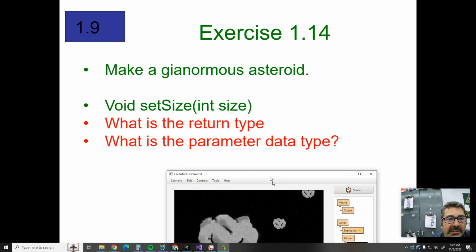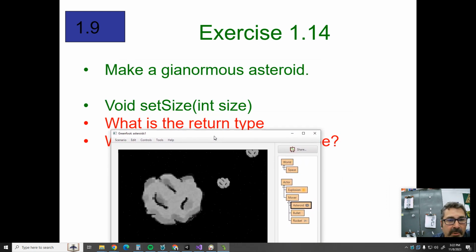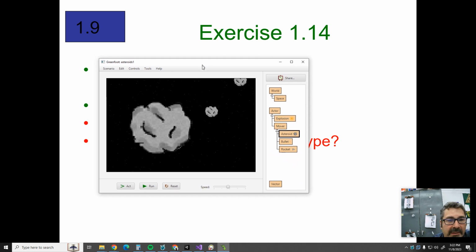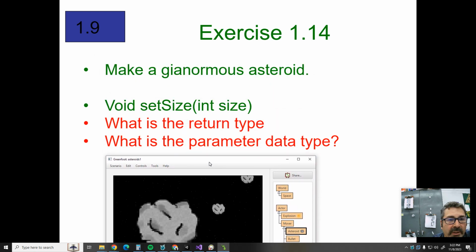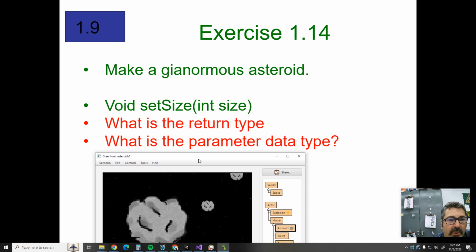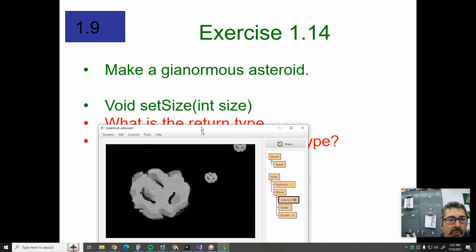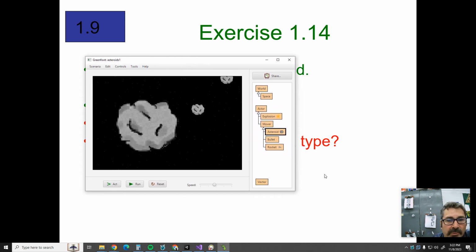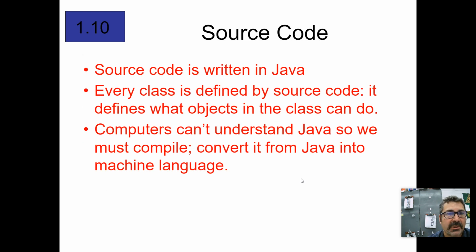Okay. All right. Now let's look at this question. What is the return type? Well, it's a command. It's a void return type. It's not a question. It's a command. And then what is the parameter data type? The parameter data type is integer. You have to pass in additional data to tell it what size, as an integer. Okay. So what I want you to do is write this down in your notes.